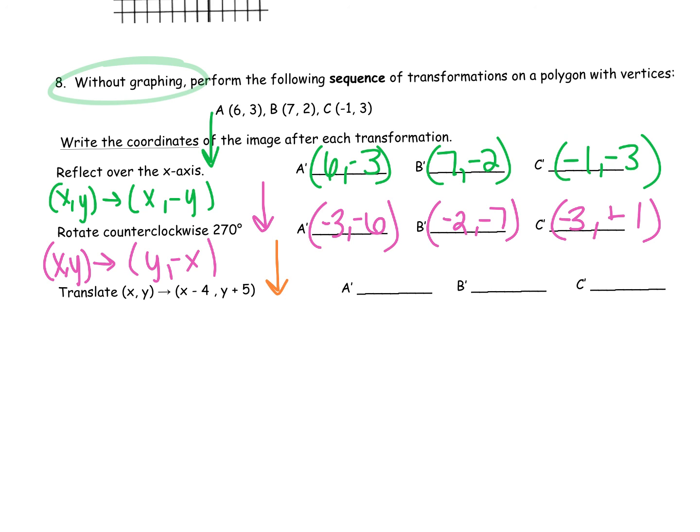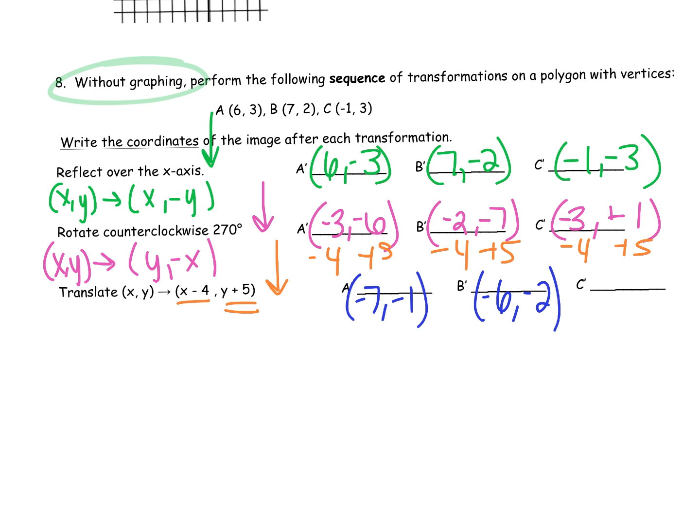And then lastly, a translation. Subtract 4 and add 5. So minus 4 plus 5, minus 4 plus 5, minus 4 plus 5. Just writing it underneath, and I'm going to rewrite my coordinates. Negative 7, negative 6 plus 5 is negative 1. Negative 6 and negative 2, negative 7 and 6.